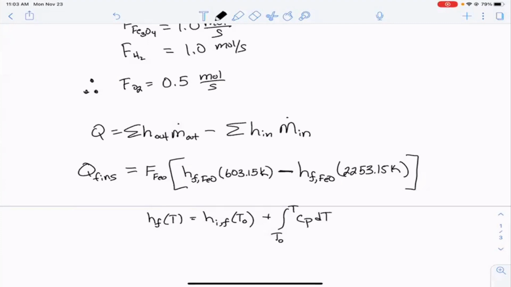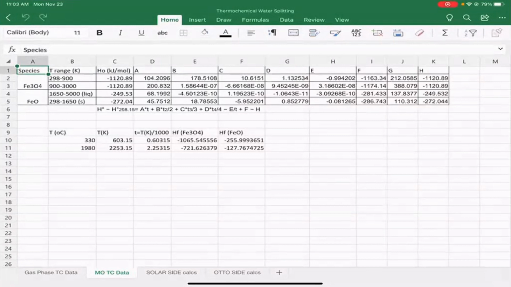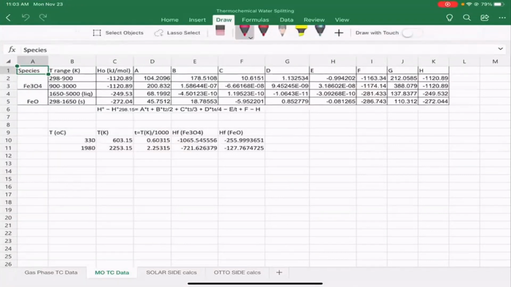One of the places that we've looked to during our semester is the NIST Chemistry WebBook, and that's exactly where I looked here. You can see that I have all of the NIST parameters for both phases of Fe3O4 that were available in NIST. From there, I'm able to find the heat of formation for FeO at both of these temperatures, and you can see those written right here.